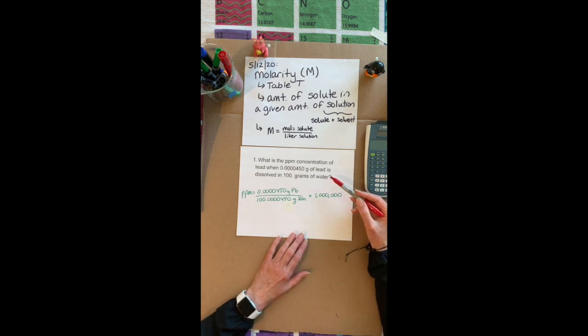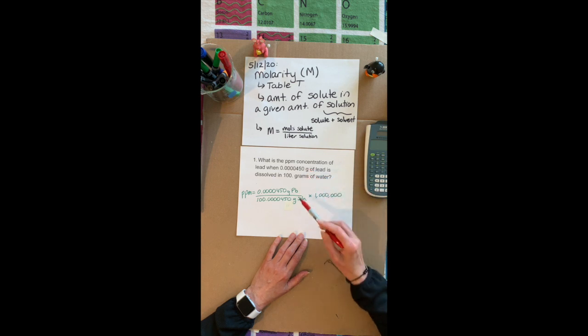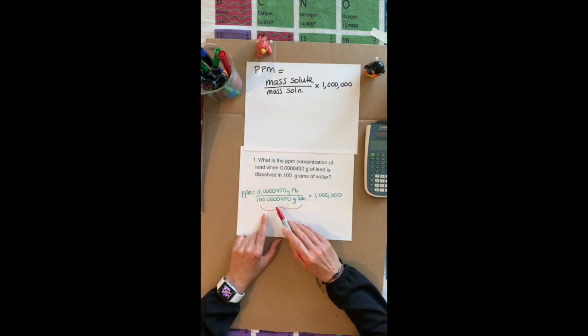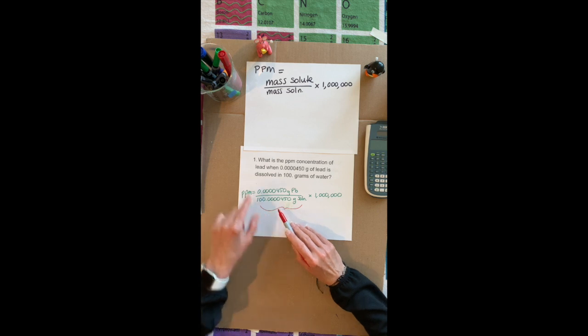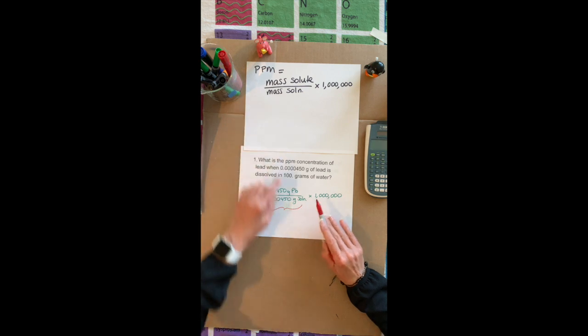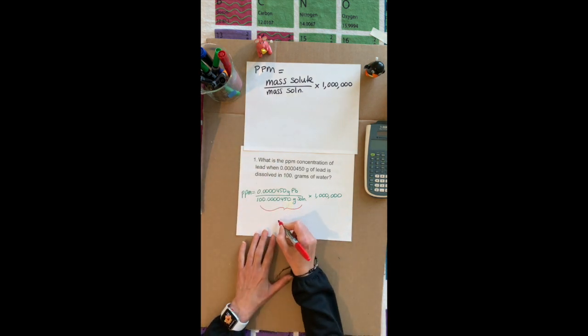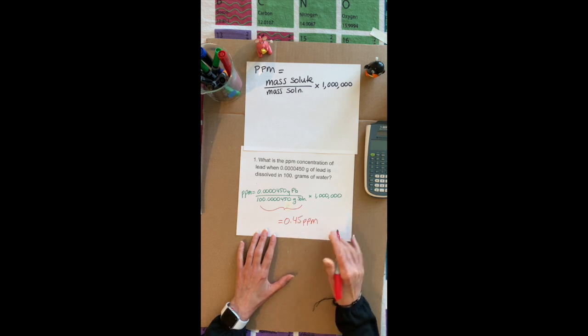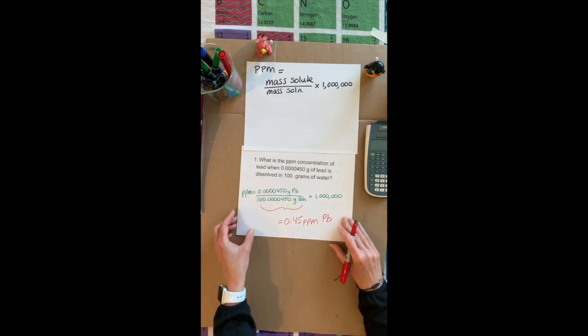So here's our example. What is the parts per million concentration of lead when 0.0000450 grams of lead is dissolved in 100 grams of water? So look at how small that amount is. So parts per million is important in this case. So we put that in the numerator. And notice that we're adding the solute and solvent together because this is the mass of solution. And we multiply by 1,000,000, and you're going to get 0.45 parts per million of lead in that water.